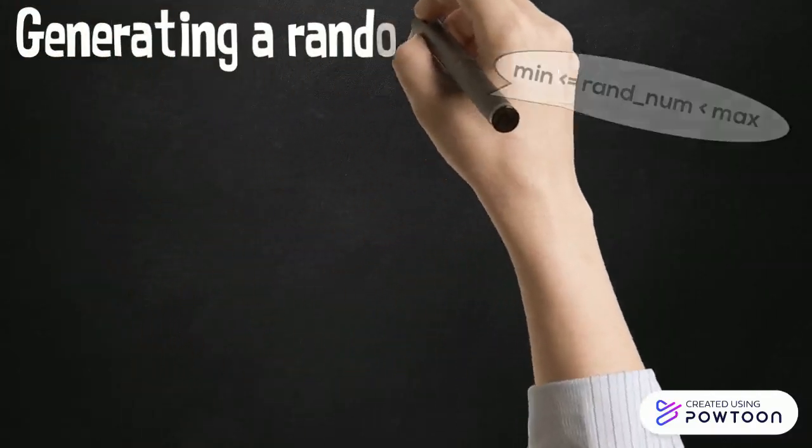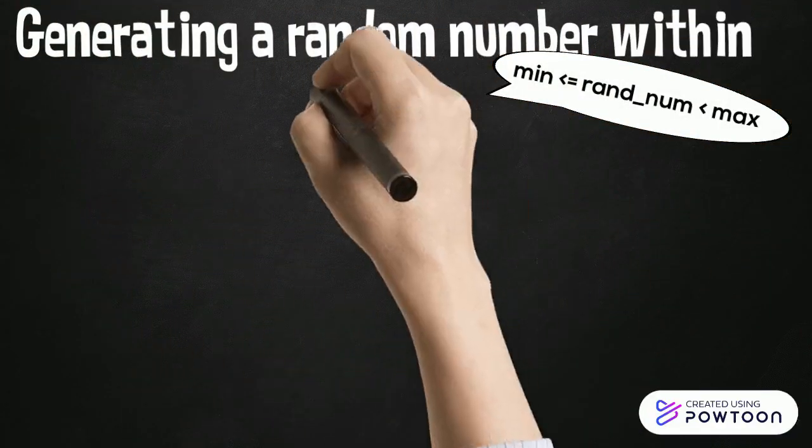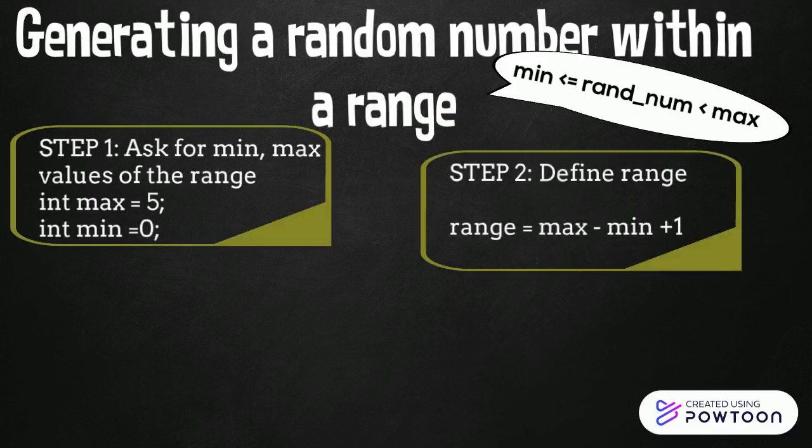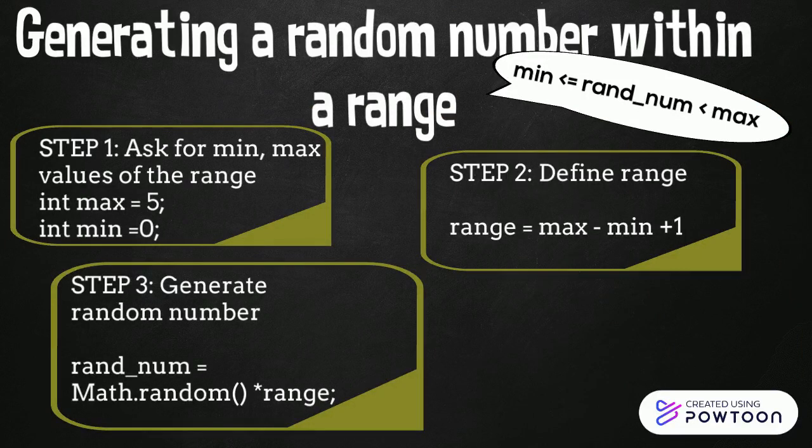Generating a random number within a range. First, figure out the min and the max values of the range, and then define the range. Range is max minus min plus 1. And then use this to generate a random number. So you can use the Math.random function and multiply the value that you get with the range.